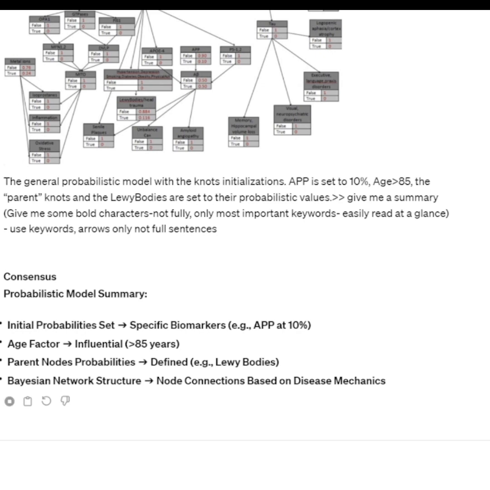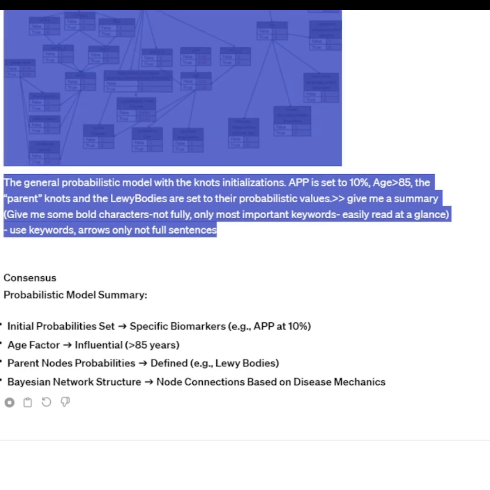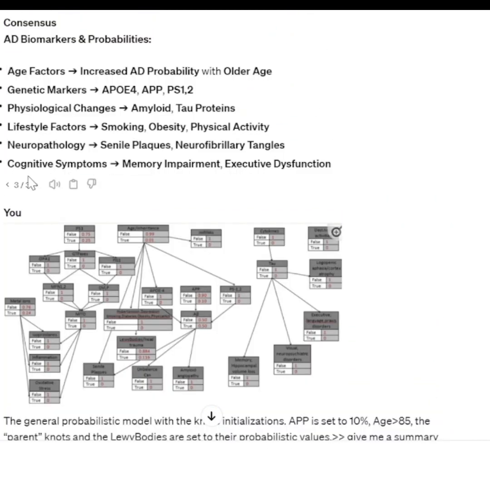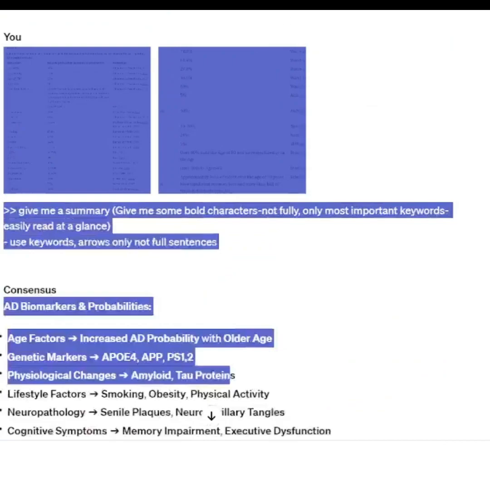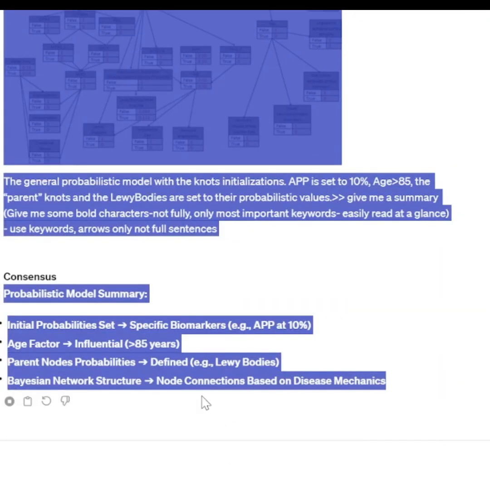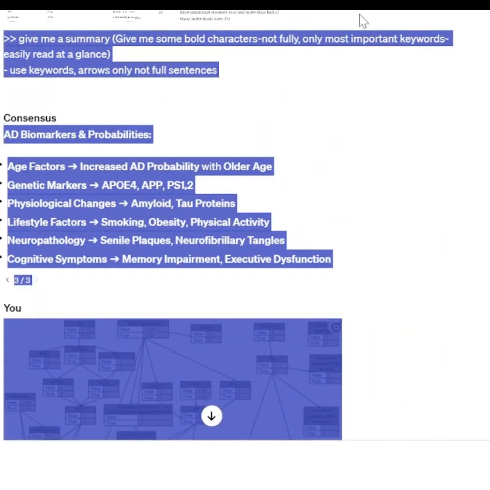Probabilistic model summary. Initial probabilities are set for specific biomarkers, for example A-beta at 10%. Age is an influential factor at 85 years. Parent node probabilities are defined, for example Lewy bodies. The Bayesian network structure has node connections based on disease mechanics.